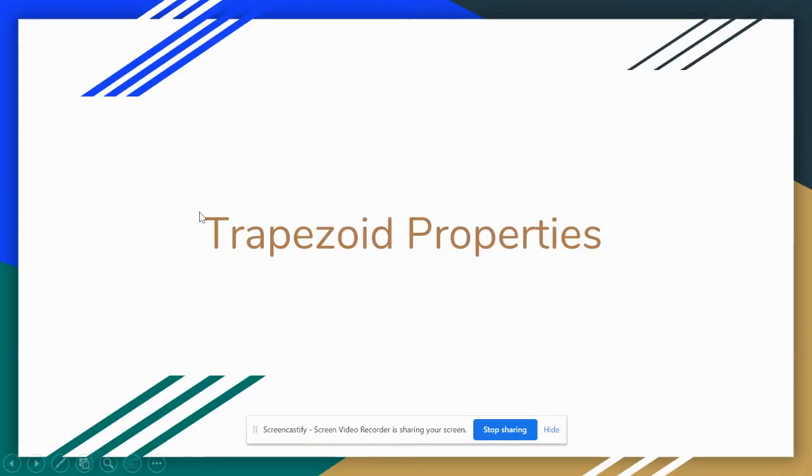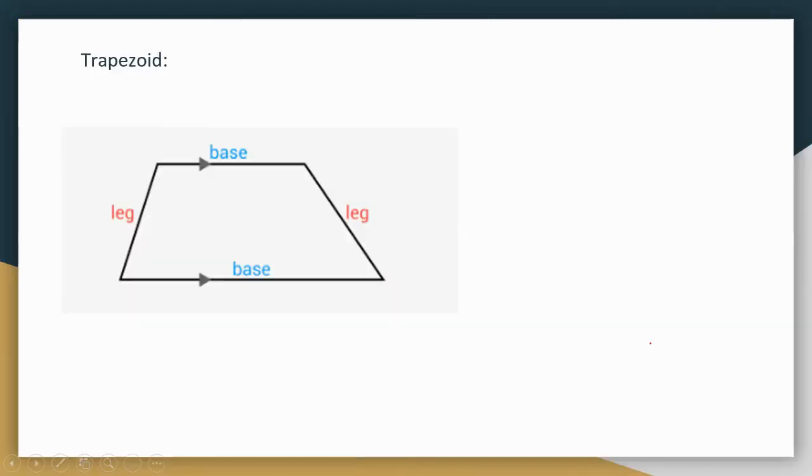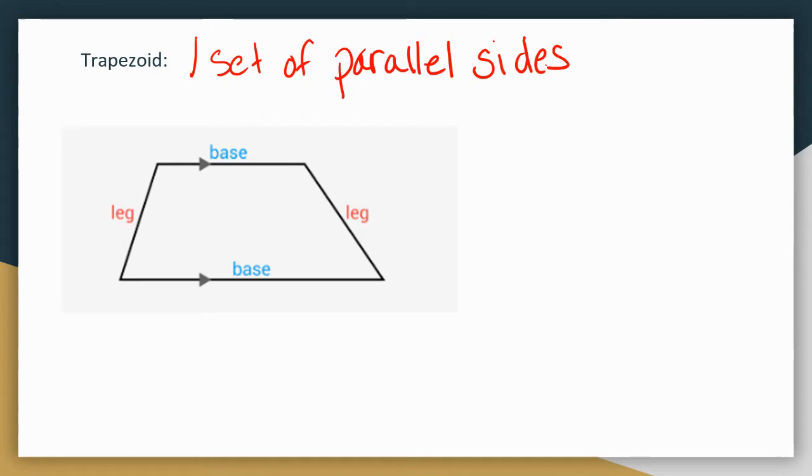Hey, ladies and gentlemen, today we're going to learn about trapezoid properties. A trapezoid is a quadrilateral with one set of parallel sides. So our parallelograms the past couple weeks have had both sets of sides parallel. Trapezoids only have one set of parallel sides.